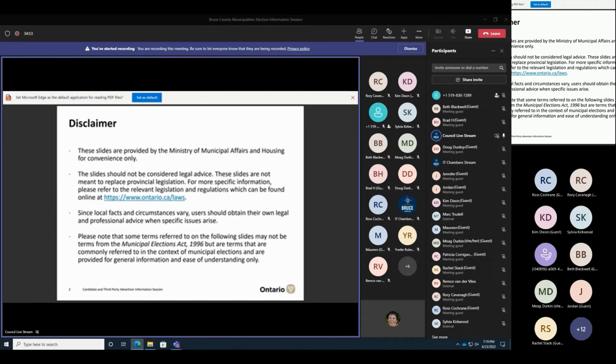Congratulations for taking an interest in your community and in local government, whether you're interested in serving on a municipal council or on a school board or registering as a third-party advertiser.